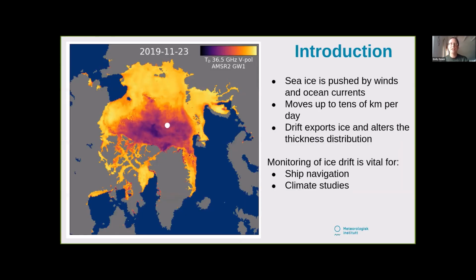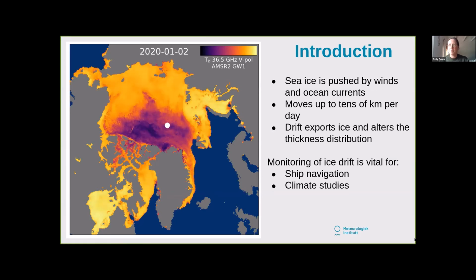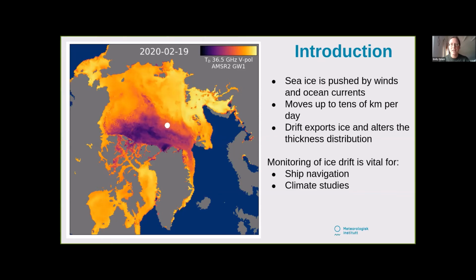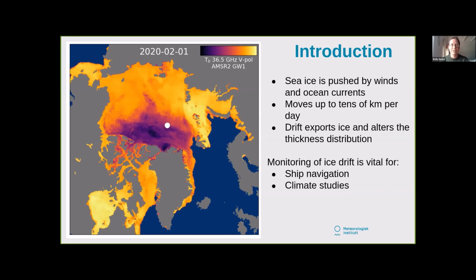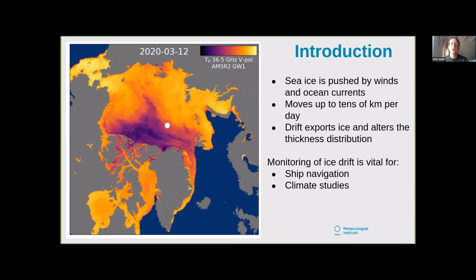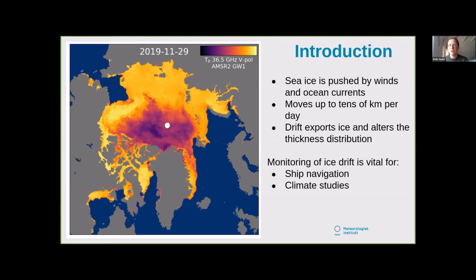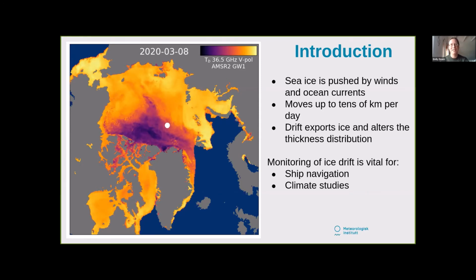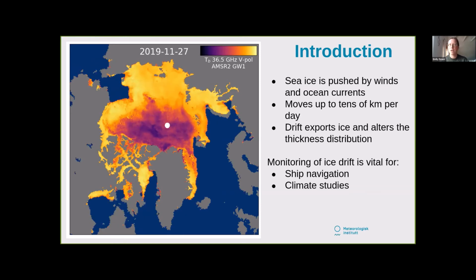So sea ice is extremely mobile, pushed by winds and ocean currents. And this is a really nice animation, which I have to thank Thomas Laverne for. And in fact, most of the pretty pictures in this presentation, I have to thank him for. So it's showing a brightness temperature map from AMSR2. And it's a beautiful view of the sea ice moving down the Fram Strait and generally moving around.